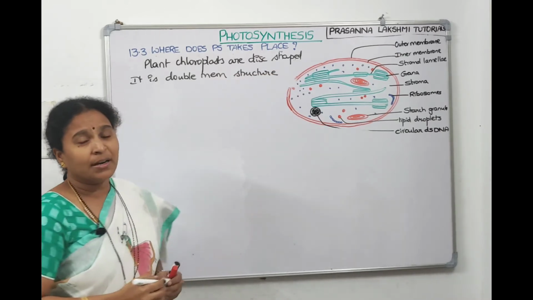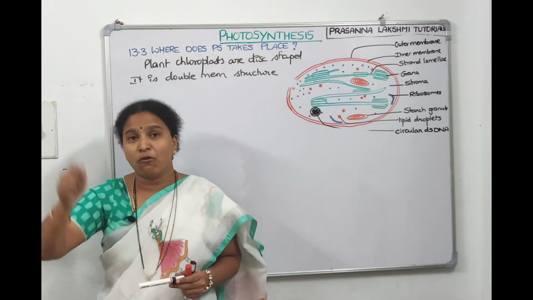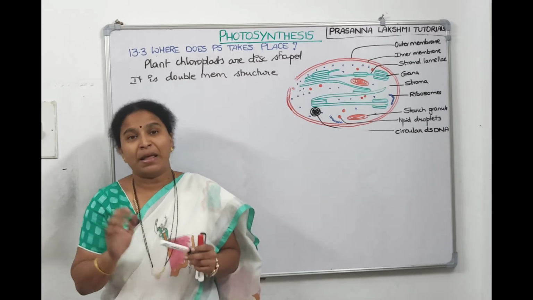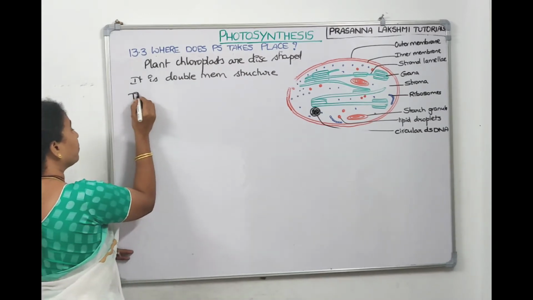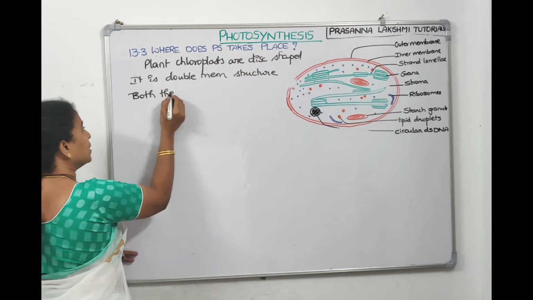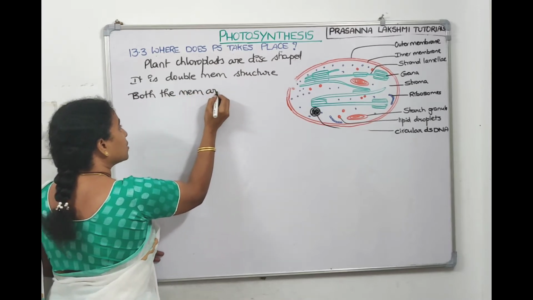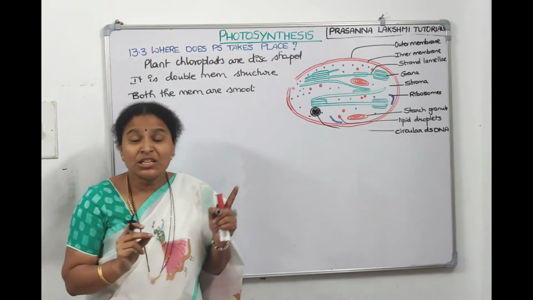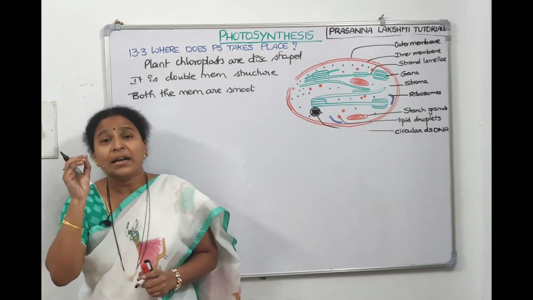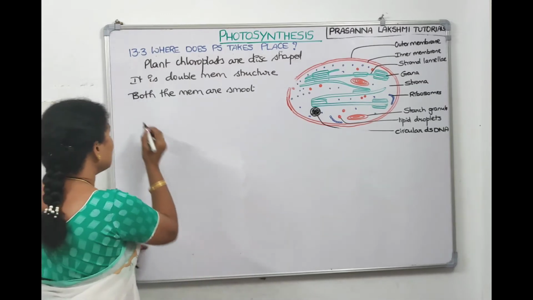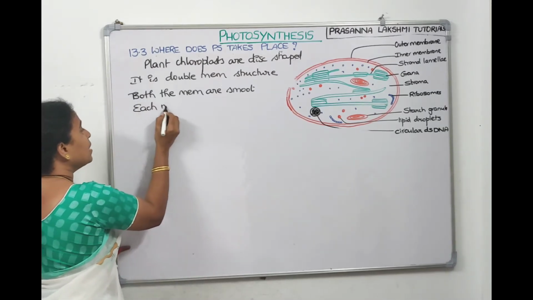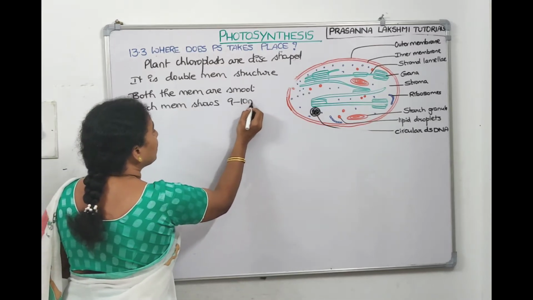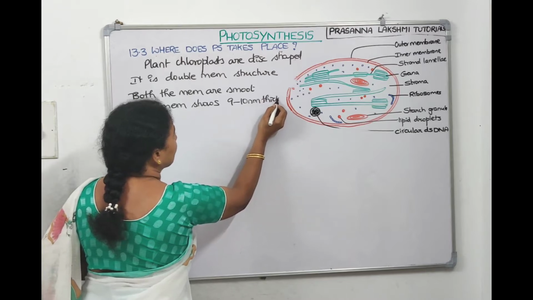It's not like mitochondria, where one membrane is smooth and another membrane has foldings. In chloroplast, both the membranes are smooth and plain. Both the membranes are smooth and each membrane has a thickness of 9 to 10 nanometers. What's the thickness of each membrane? Each membrane shows 9 to 10 nanometers thickness.